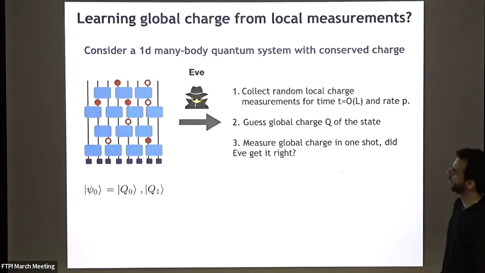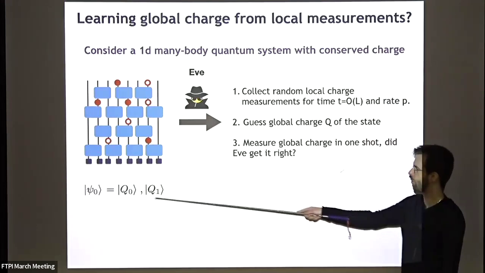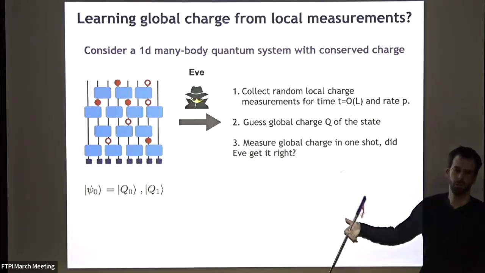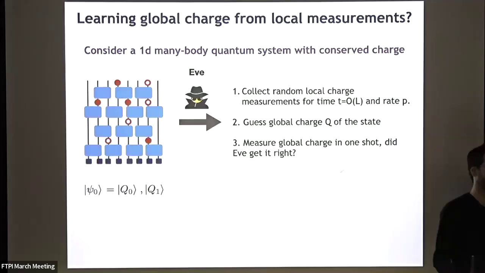Then you prepare your system in some initial states, and that initial state could have two different charges. I'm going to denote two different initial states, Q0 and Q1, that are in different charge sectors. Say Q0 could be at half filling, and Q1 is maybe half filling plus one particle. Easy enough. And then you'll have some dynamics.